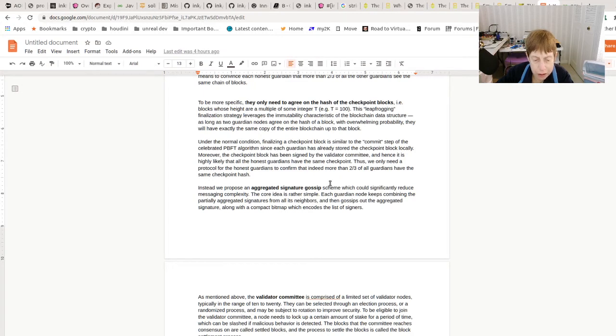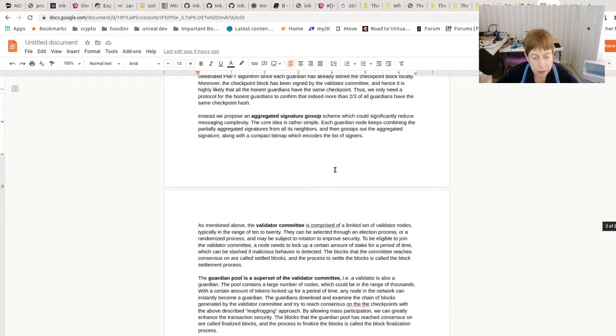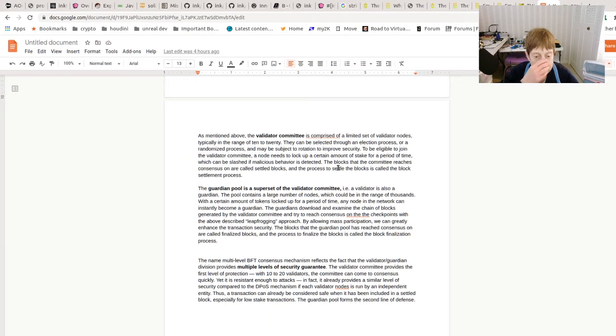And when a consensus is reached on those blocks, they are called settled blocks. And the guardian pool is the superset. So the pools contain a large number of nodes, and it could be 1,000. And again, there's a certain amount of stake they can put up to instantly become a guardian. Allowing a lot of participation again provides more security.